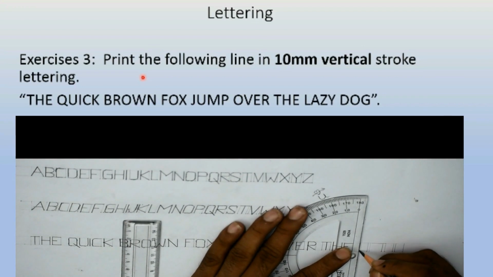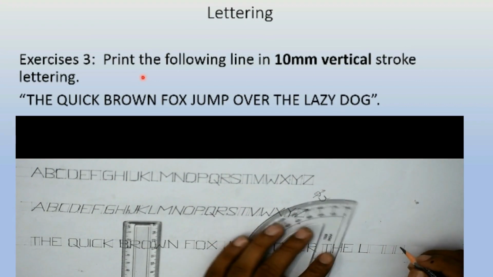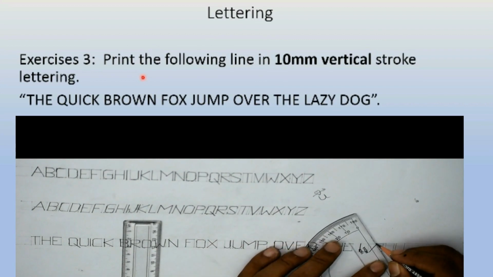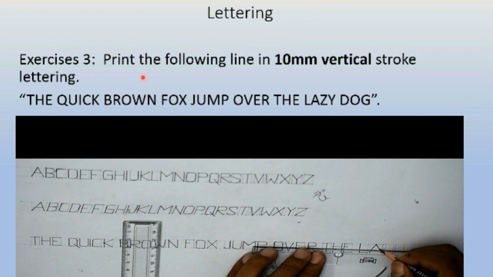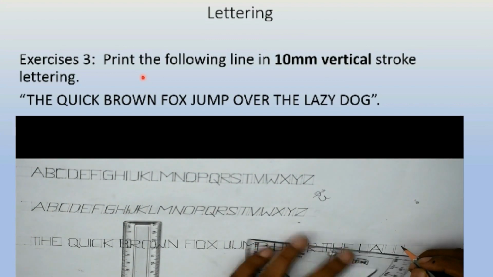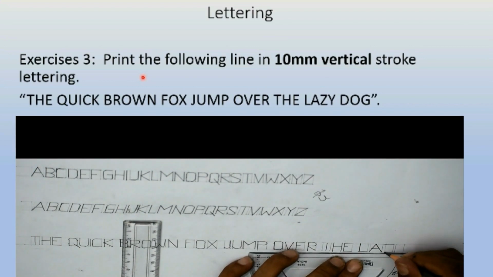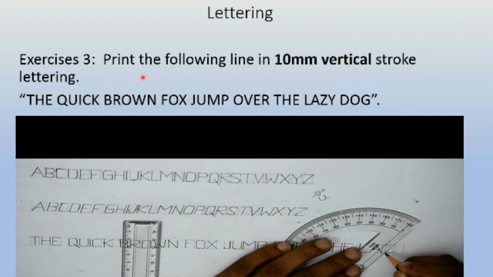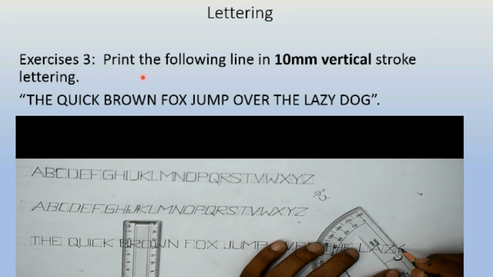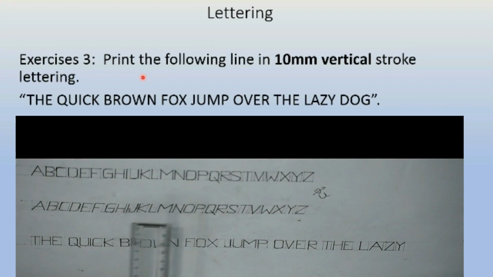I should have taken L smaller, like 5 mm, but I have taken complete width here. Let's take it now. And for A, a complete width. LA, and this is Z. Y. Lazy. The last word is dog, so the word has changed.